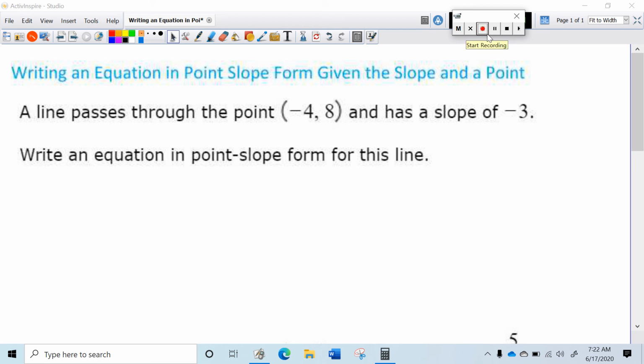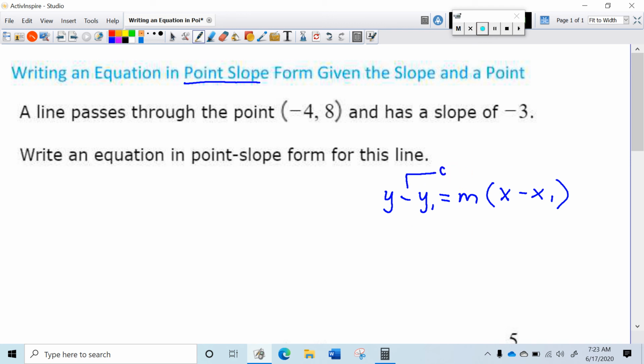Write equations in point slope form. Point slope form looks like this. It's y minus y sub 1 equals m times x minus x sub 1. So first of all, these minus signs, don't think of them as actually subtraction, think of them as opposite, because that will help you in writing the equation.